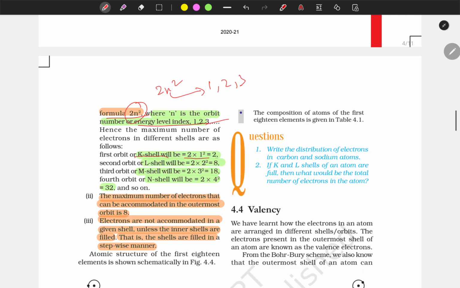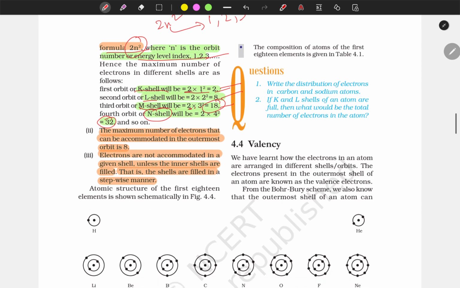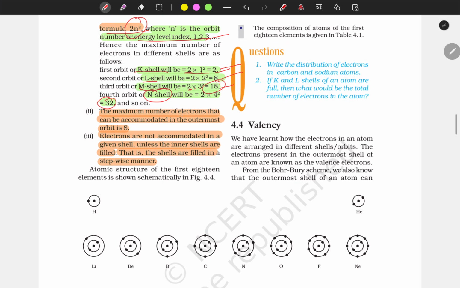K cell will be the first, so it will have 2n², which means 2 times n to the power 2. L cell will have 8, since 2 times 2 squared is 8. M cell: 2 times 3 squared is 9, 9 into 2 is 18. So M cell has a maximum of 18 electrons and N cell has a maximum of 32 electrons. So the maximum number of electrons that can be accommodated in the outermost orbit is 8.